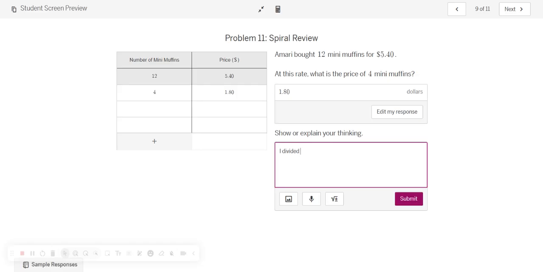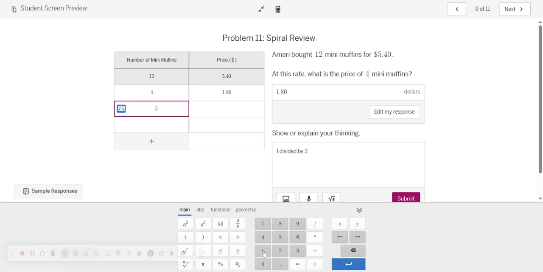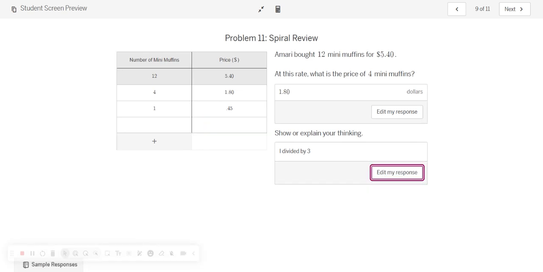Not much to discuss. I think they're hoping that you would find a unit rate. You divide by 12, which totally would have worked. If I had divided by 12, then 1 muffin is, what, 45 cents? But then when I went to do the next problem, I ran into some trouble. Oh, I did that. Submit and explain.